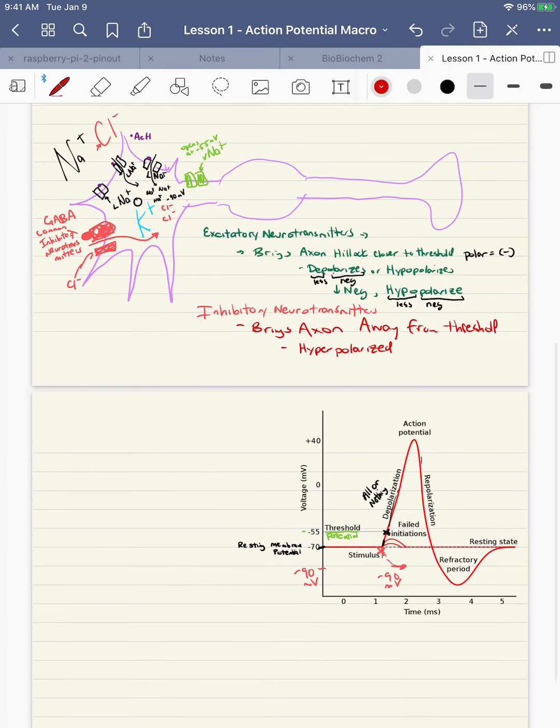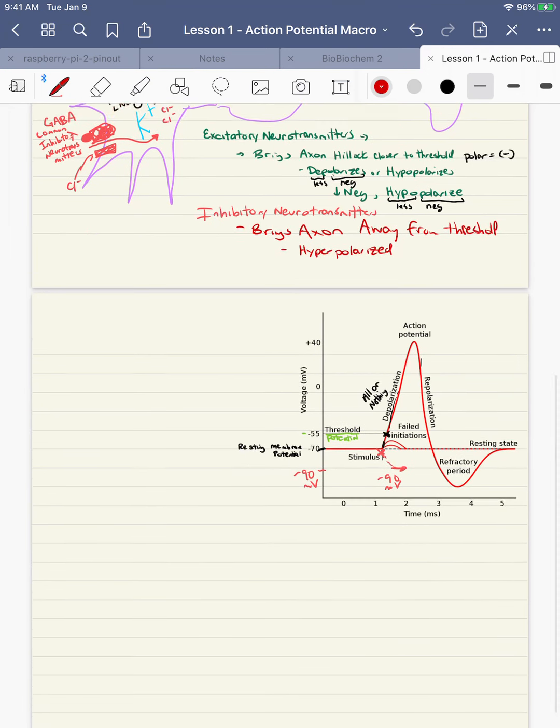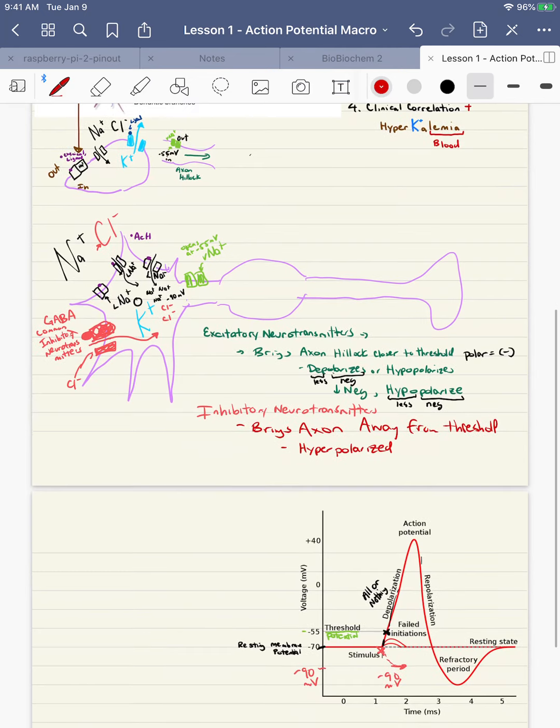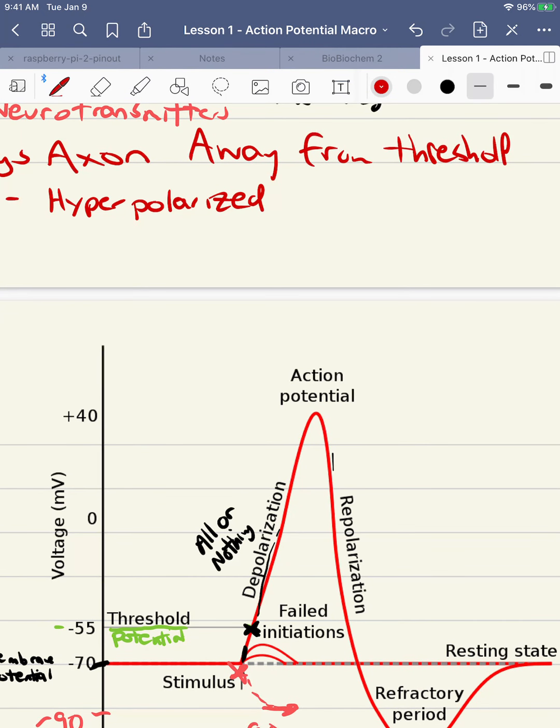And we're going to stop over here, and in the next few videos we're actually going into specifics on what happens when an action potential becomes initiated. So that's this part going forward.